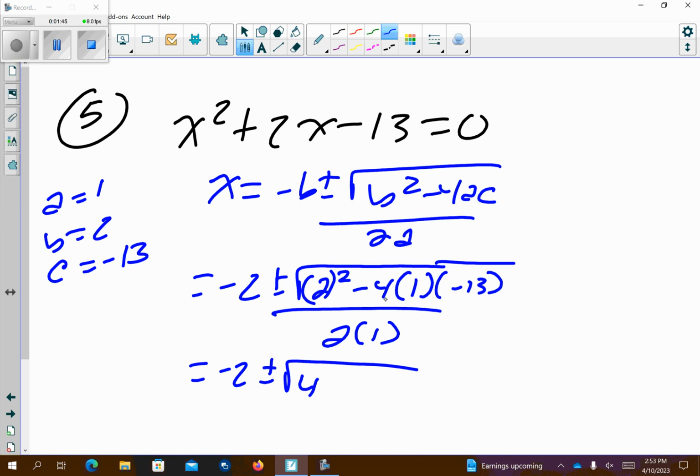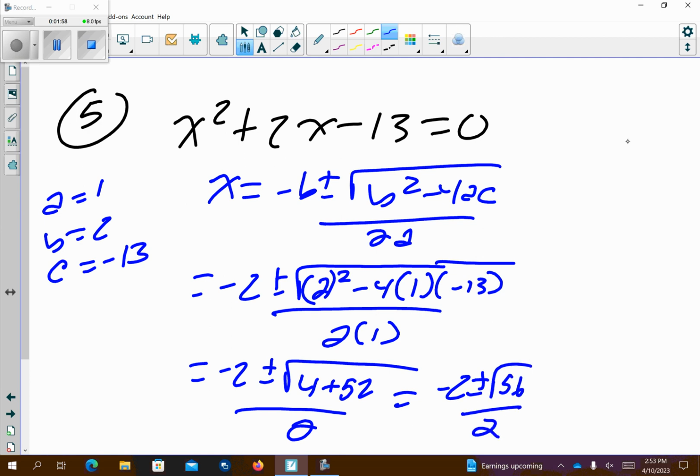And negative 4 times 1 is negative 4. Negative 4 times negative 13 is going to be positive. That's 52, over 2. So that's negative 2 plus or minus root 56 over 2. And let's see, does 56 break down into two perfect squares? I think 4 works. 4 goes into 56 14 times.